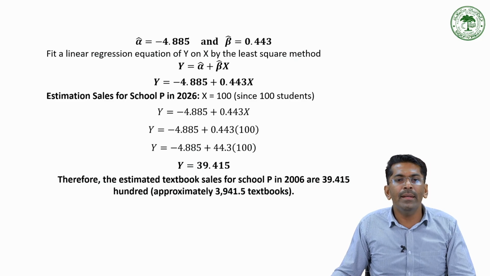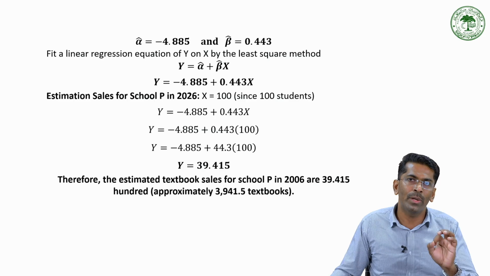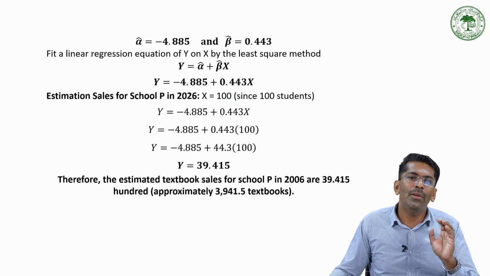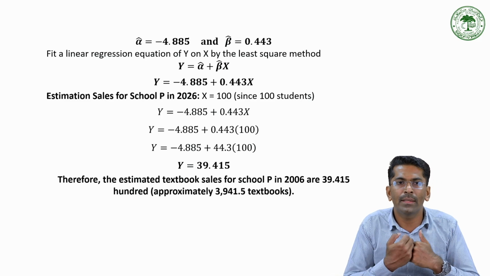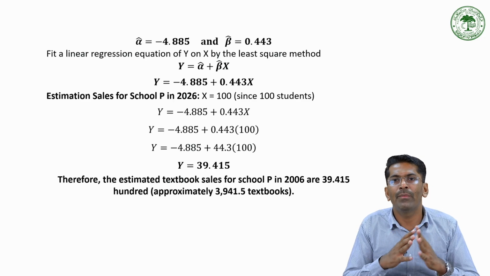We can interpret it in such a way that the estimated textbook sales for school P in 2026, it is 2026, not 2006, are 39.415 approximately. That means approximately 3,941.5 books are required in 2026 for school P. So in this way, with the given value of x, we can calculate the value of y. That's why we have already said that the regression equation can be utilized for predicting the value of y based upon the given value of x.